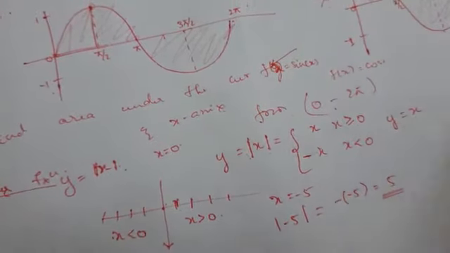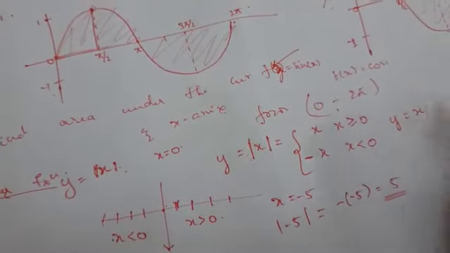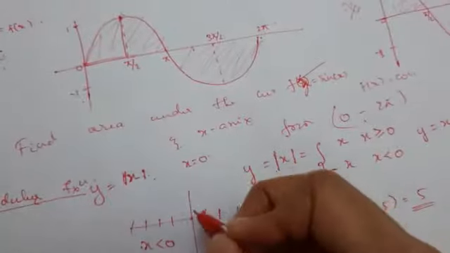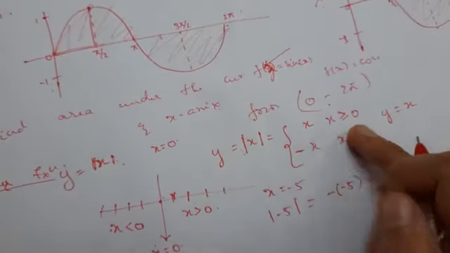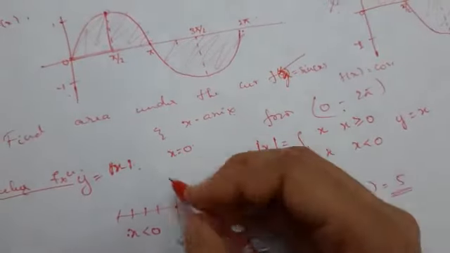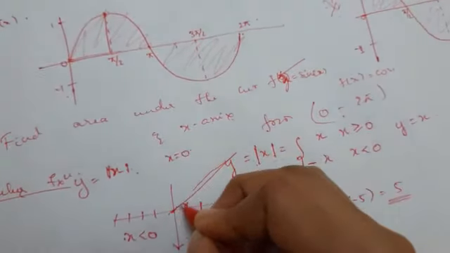y is equal to x. Just now we have come across what y is equal to x is. It is a straight line which is passing through the origin. So how will it be? When x is greater than or equal to 0, the equation of the modulus function is y is equal to x. So the graph will be a straight line which is passing through the origin.